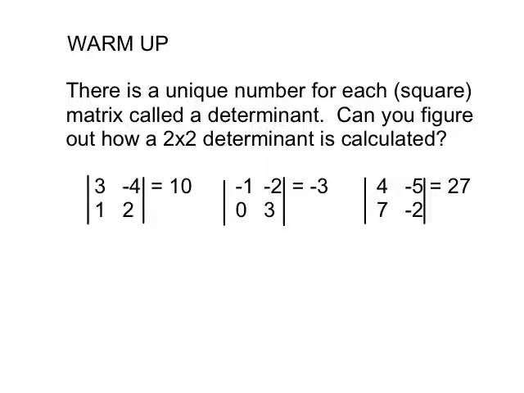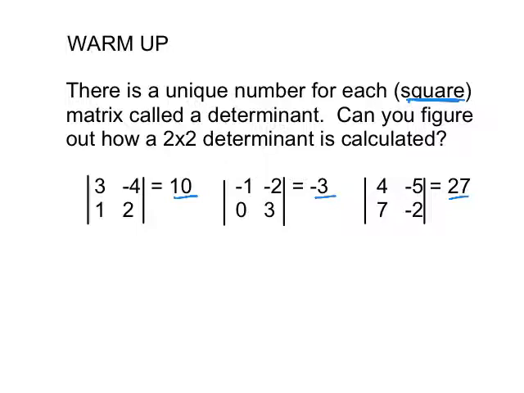Did you figure it out? Each of these numbers here is called a determinant. This is a 2 by 2 determinant of a square matrix. You can do a determinant on a 2 by 2, a 3 by 3, a 4 by 4. Those are going to be the coefficients of a system of equations where you have the same number of equations as you have unknown variables. So let's show you where these numbers come from.